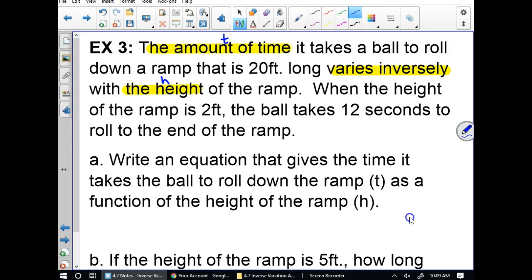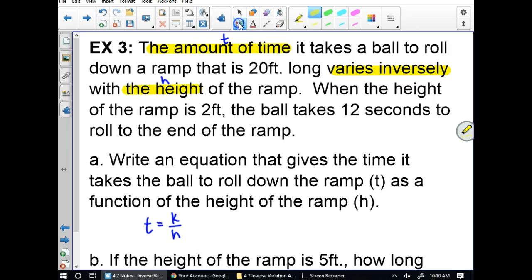And the good news about this is whenever you set these up, you can write it like this. You can do T equals K over H, or you can do H equals K over T. It doesn't really matter which spot you put your H and your T in. In this case, it says write an equation that gives the time it takes the ball to roll down the ramp. So it wants an equation that will give you time. So it's better to use this one in this case because you won't have to solve it for T after that. But it'll give you the right answers no matter which way you set it up.